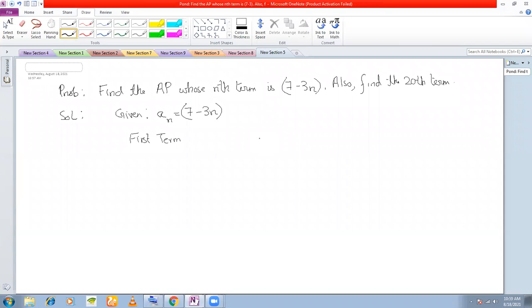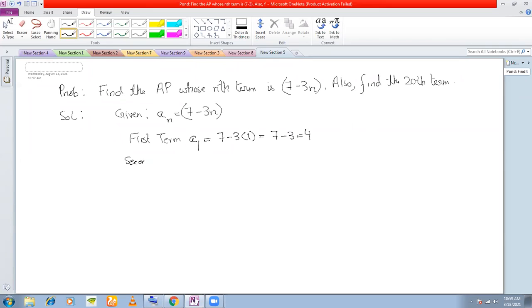If you know the nth term of an AP, you can find out any term of the AP. You can find out the first, second, third, fourth, any term you want. How will you find out? First term here is A1. You put n is equal to 1. So 7 minus 3 into 1, so you get 7 minus 3 equal to 4.